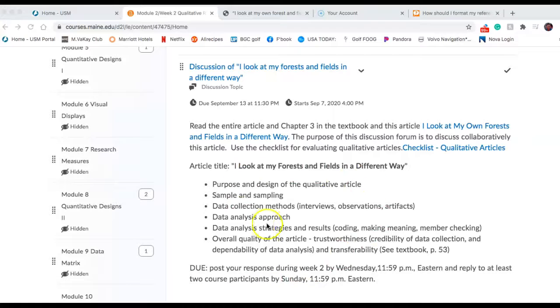When you are selecting your articles for the 3 article captures that are due on Sunday, I'd like for you to look at certain components in the papers. One would be the purpose and design. Then the sampling, data collection methods, data analysis strategy, and then the overall quality of the articles. These are primarily the titles for each one of the sections.